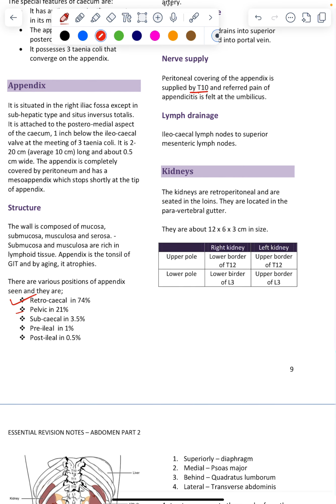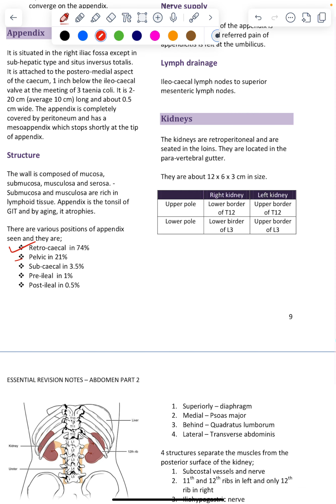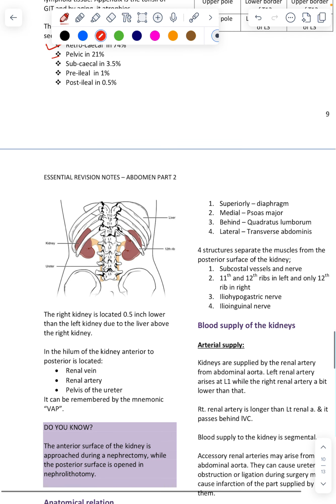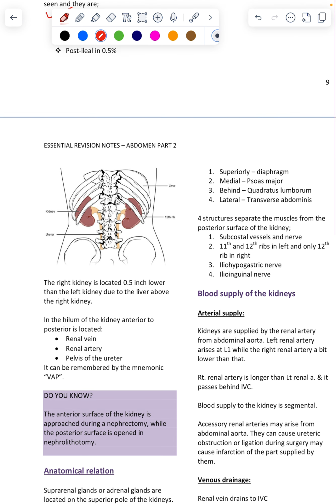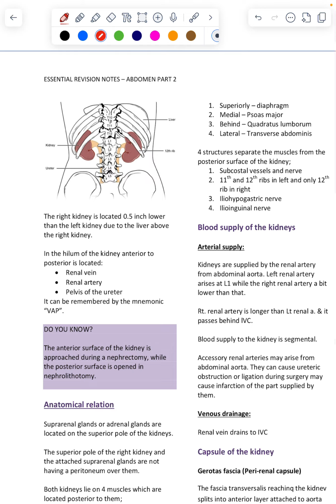Lymphatic drainage again. The kidneys are retroperitoneal in structure. Upper pole, lower border is T12. Right kidney, lower pole is L3. Upper pole, lower pole. Lower border T12, lower border L3. So you can see these are the kidneys. From behind, if you see this kidney pelvis, the kidney is located 1 inch. Right kidney is a little bit below.